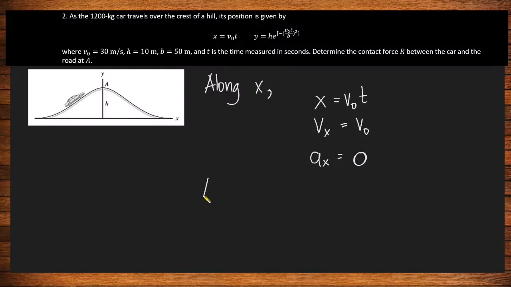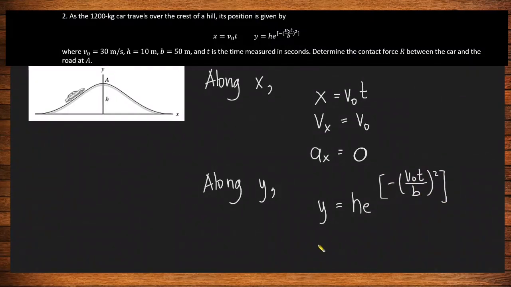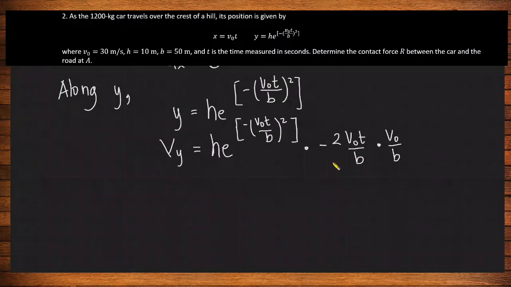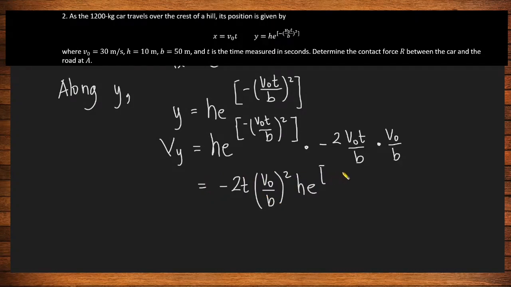Okay, so next naman, we will analyze the motion of our car along the y direction. So from the given position of our car along the y direction, we will simply take the derivative of this with respect to time in order to get our velocity along the y direction. So now we have this equation for the velocity along the y direction. Next thing that we will do is, again, we will take the derivative of this with respect to time in order to get our acceleration along the y direction.